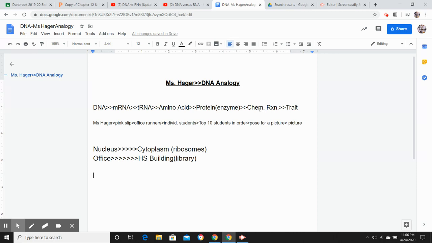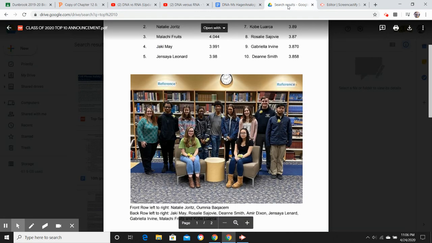The chemical reaction is the thing that the students are going to do because they're properly placed in the right order to perform their task. And the final trait is the actual product that we produced. In this case, the picture of the top 10 to put into the yearbook. Okay, I hope that helps.